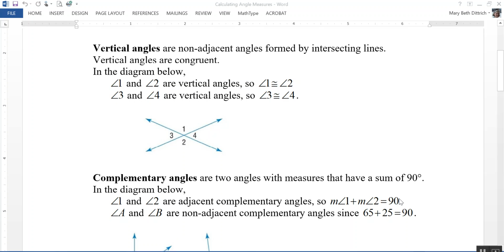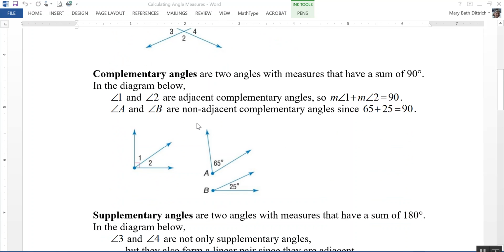Vertical angles are non-adjacent angles that are formed by intersecting lines, and vertical angles are congruent. So in the diagram below, angles 1 and 2 are vertical angles, so angle 1 is congruent to angle 2, and angles 3 and 4 are vertical angles, so angle 3 is congruent to angle 4.